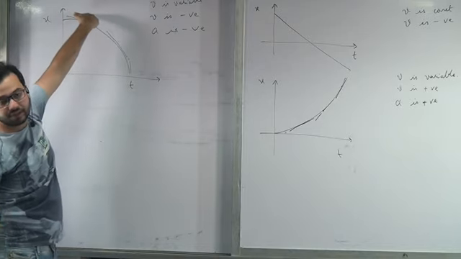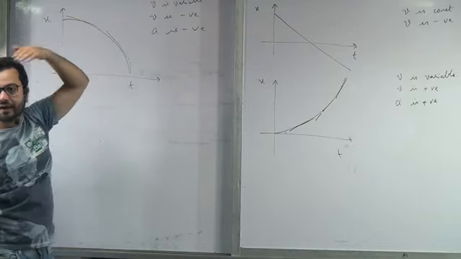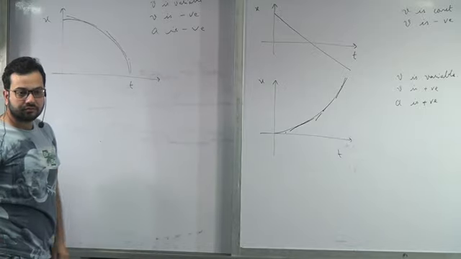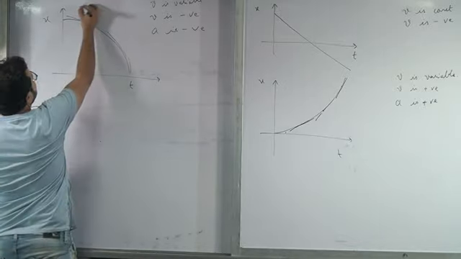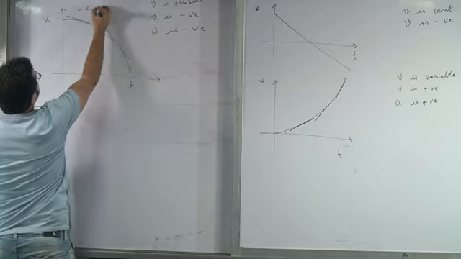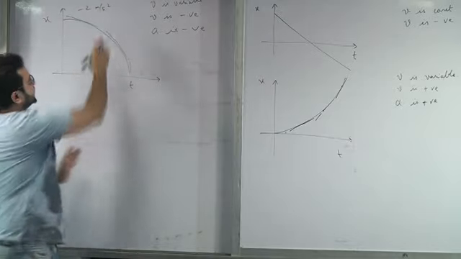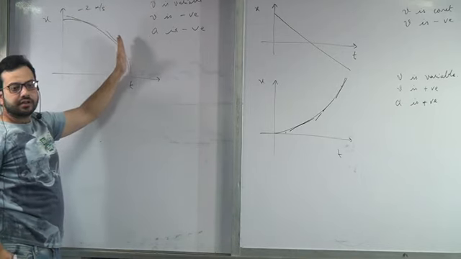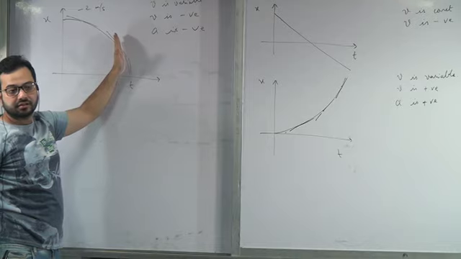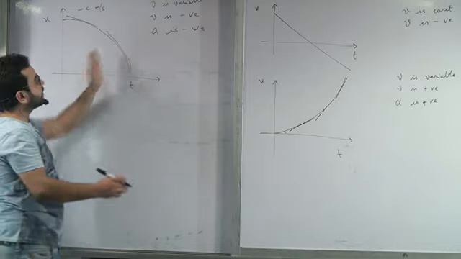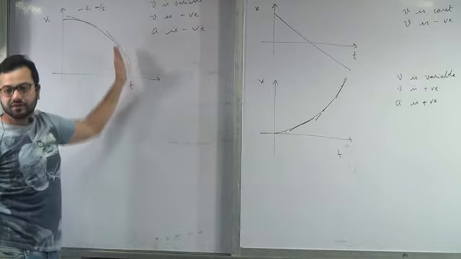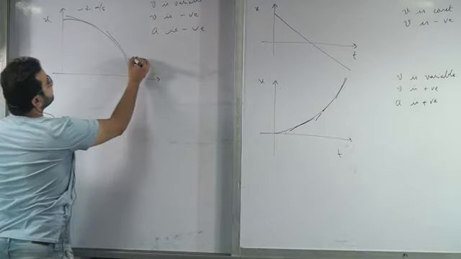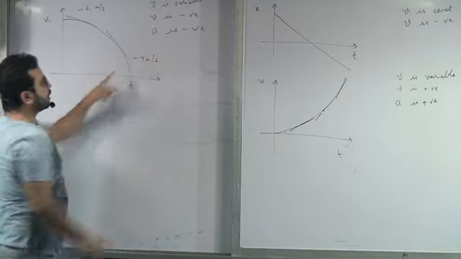What is this velocity? This velocity is negative and small in magnitude. Let's say it is minus 2 meter per second. Now what about this velocity? This velocity is negative and large in magnitude. Let's say it's minus 4. Now what is the acceleration?